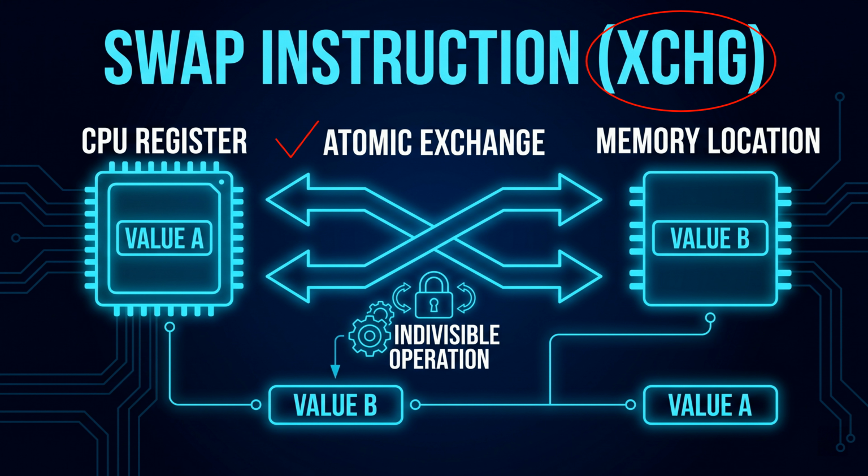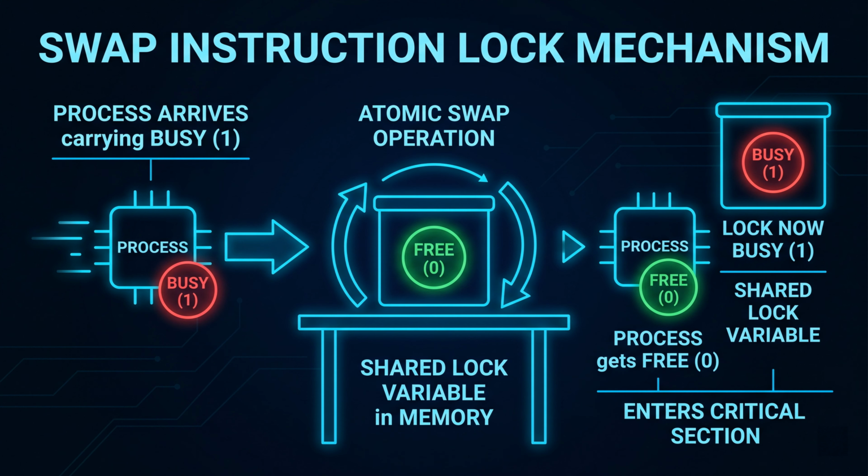Atomic again means indivisible. No other thread or process can interrupt halfway through the operation. The exchange happens as one complete action, which is exactly what makes it useful for synchronization. To understand it clearly, imagine a small token box placed on a table. That box represents a shared lock variable stored in memory. If the box contains a green token, represented by 0, the resource is free. If it contains a red token, represented by 1, the resource is busy.